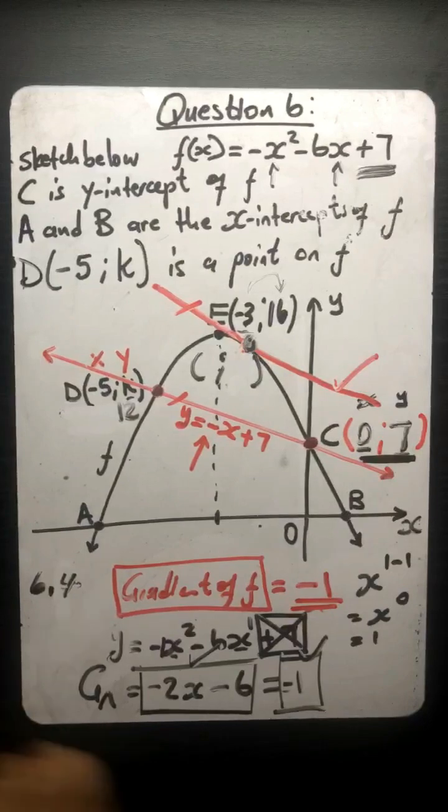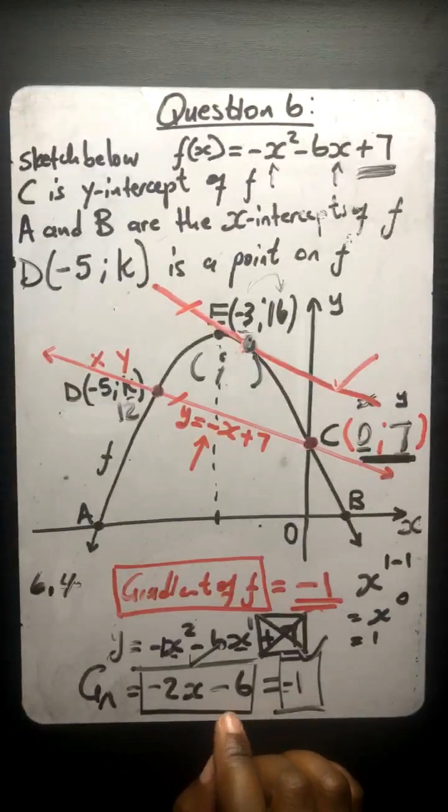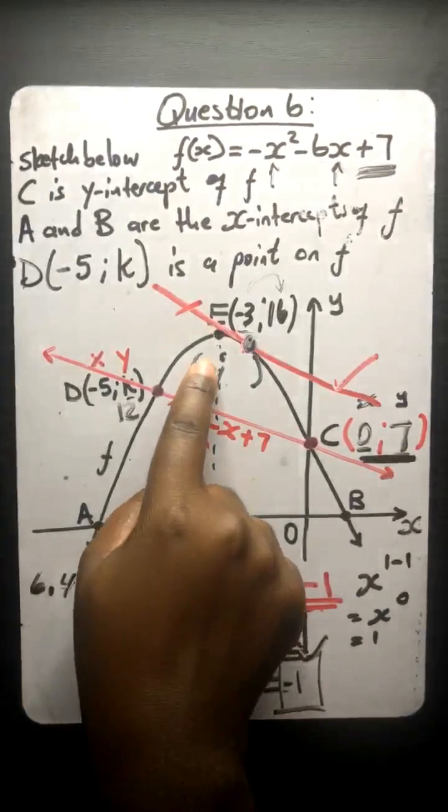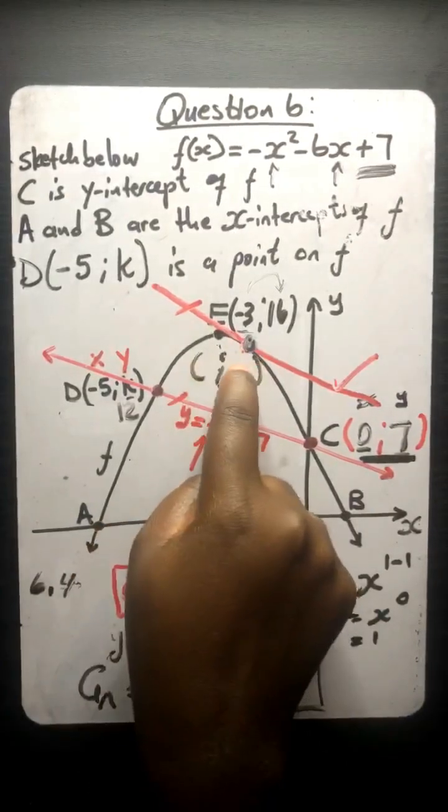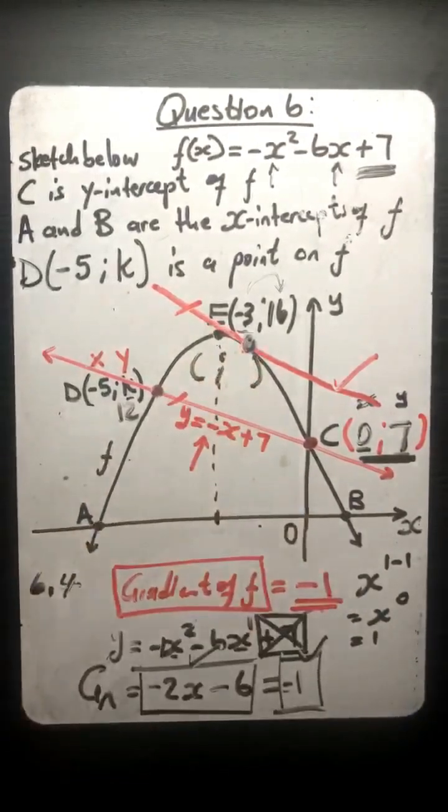So what you do is to solve for x. Once you get the x, it means it is the x value there. Then what you need to do is to calculate the corresponding y value.